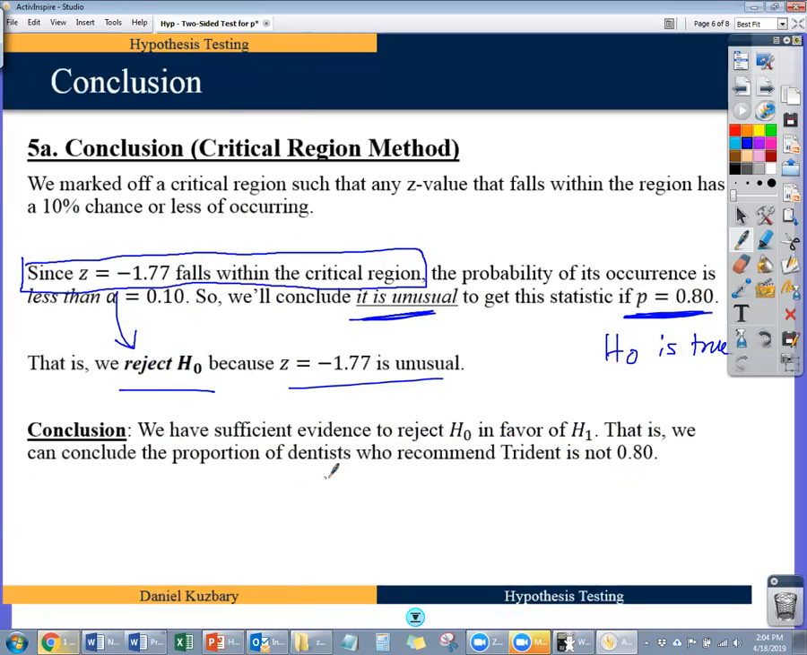That is, we can conclude the proportion of dentists who recommend Trident is not 0.8. So they're lying or they're wrong or this is antiquated, or we can't say it's less than 0.8. We don't want to say it's greater than 0.8. We'll just say it's not 0.8. We have evidence to say that this is not the proportion of dentists who recommend Trident.